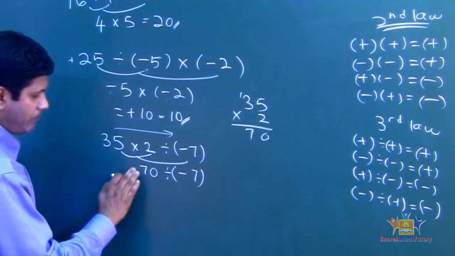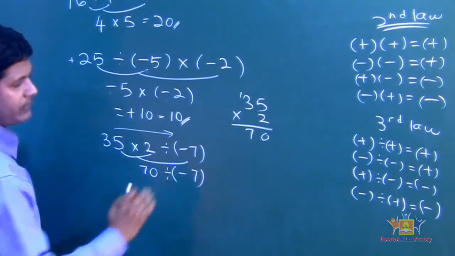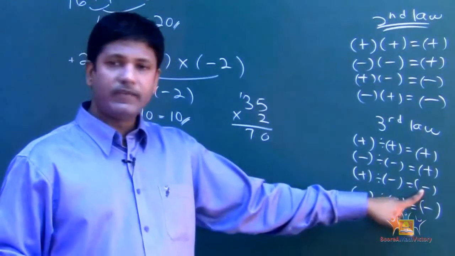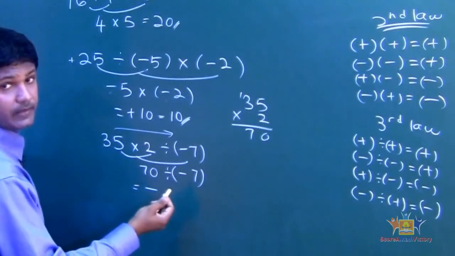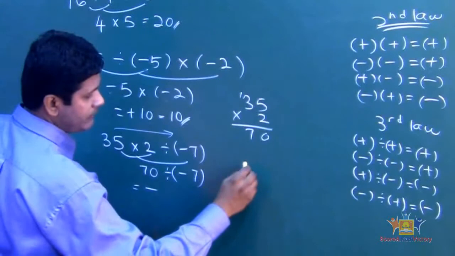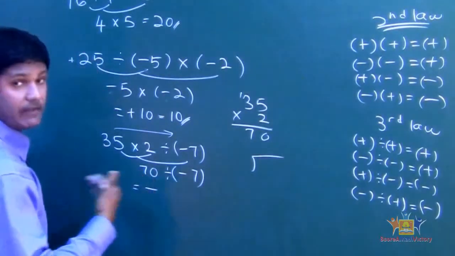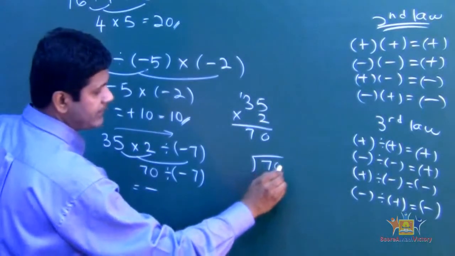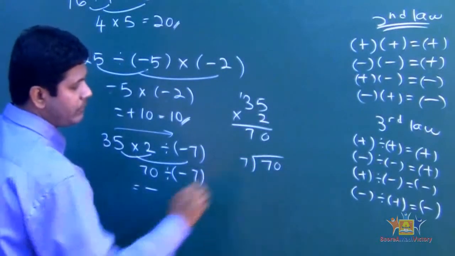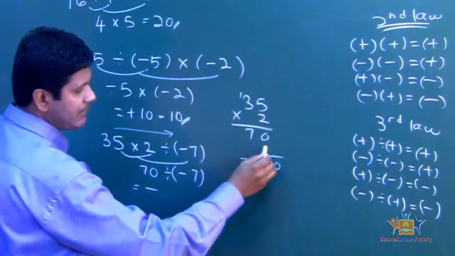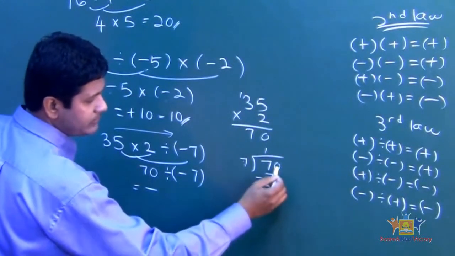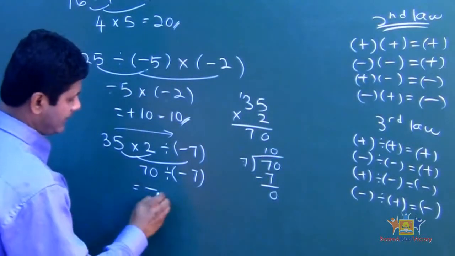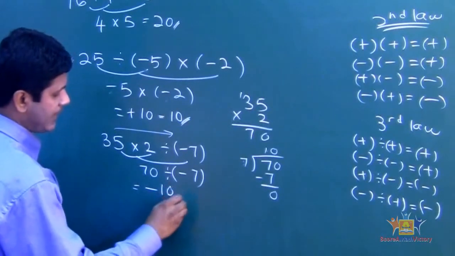Now ask yourself, positive divided by negative. Positive divided by negative is negative, okay? So negative, 70 divided by 7. You're going to use the long division method, the cage approach. 70 goes inside the cage, 7 goes outside the cage. In 7, there's how many 7? 1. 1 times 7 is 7. Minus, give me 0. Once this comes to 0, you just bring it up. So that gives me negative 10 right there.